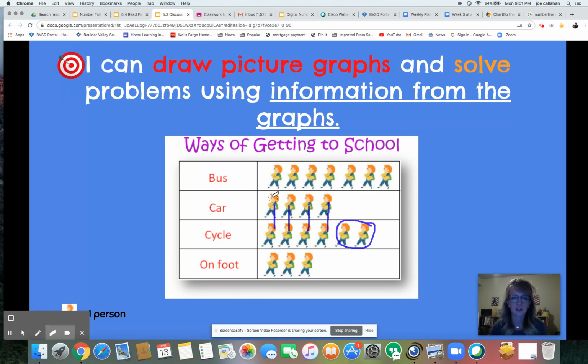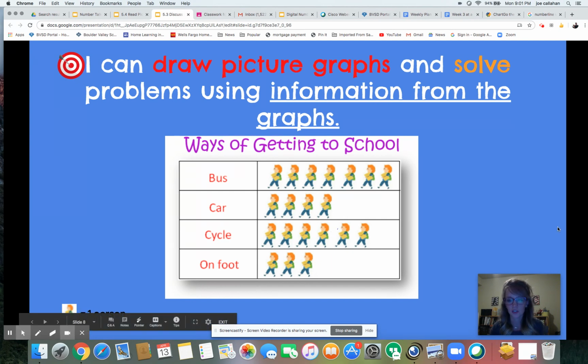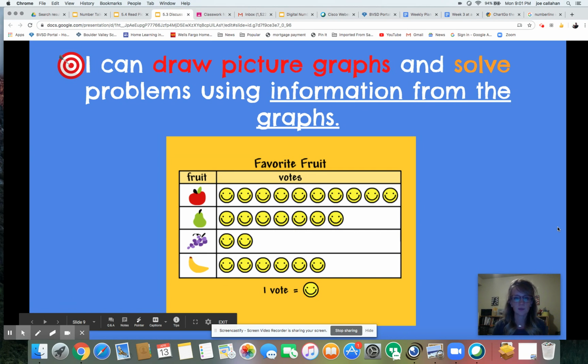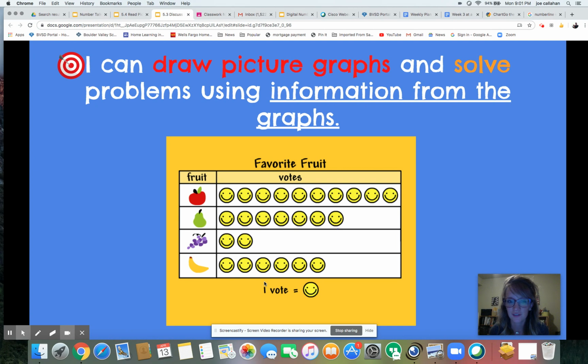Nicely done. You can ask and answer all types of questions from pictograph data. It's a really fun way to represent and show data you've collected and to answer questions. Okay, let's look at this one. This one we saw on our BrainPOP. I'm noticing as I look at the title and the key that this pictograph is about kids' favorite fruit. So these kids were surveyed about which fruit is their favorite.